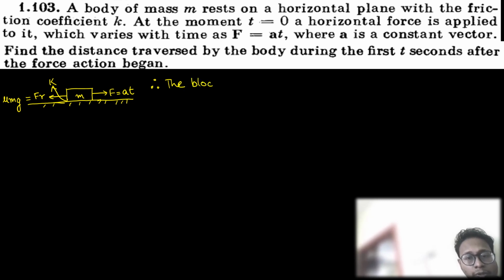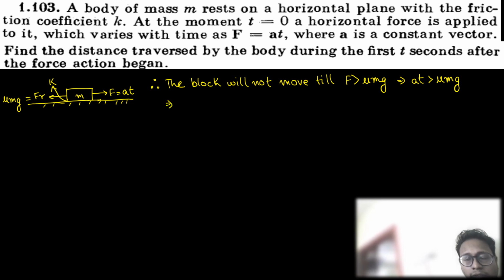The block will not move till F is greater than mu mg, or At greater than mu mg, or t greater than mu mg by A. So the block will only start moving after the time exceeds mu mg by A. Let mu mg by A be T1. At time T1, force was equal to AT1, and the block started moving at mu mg by AT1.